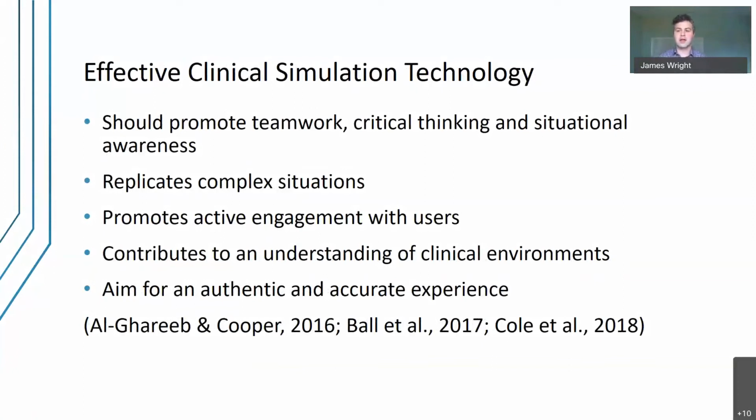Effective nursing simulation should promote teamwork, critical thinking, and situational awareness. Researchers find pairing simulation-based learning technologies with traditional class material improves learning outcomes of students. Simulation technology should replicate complex situations and promote active engagement with users, contributing to their understanding of environments.